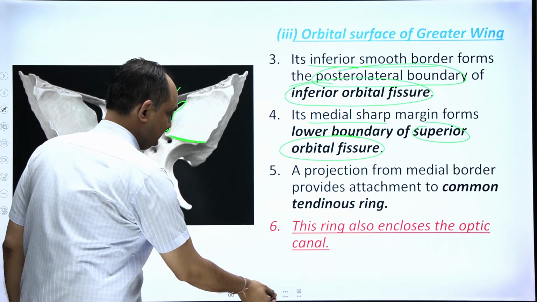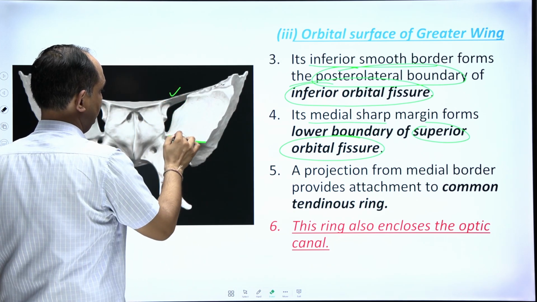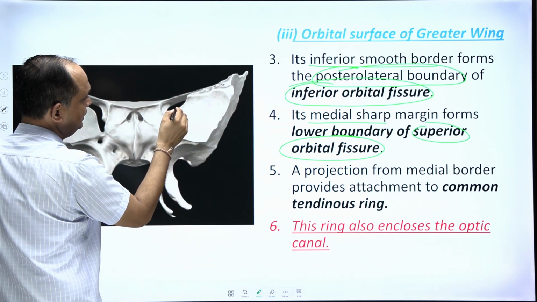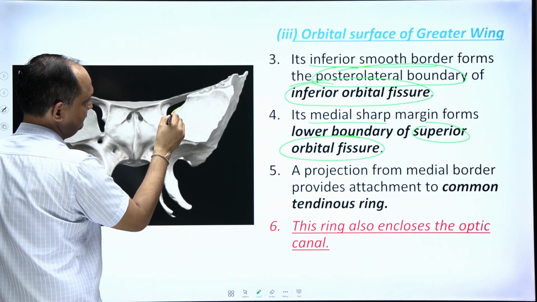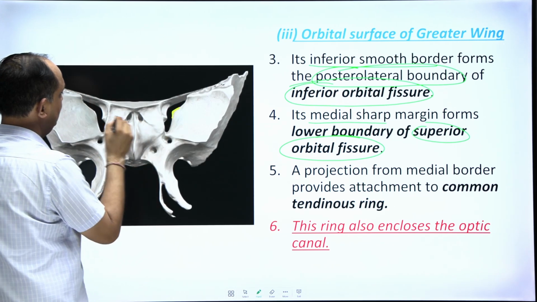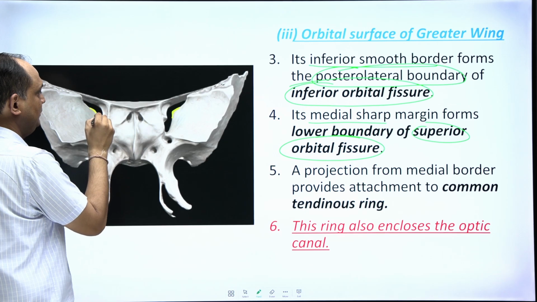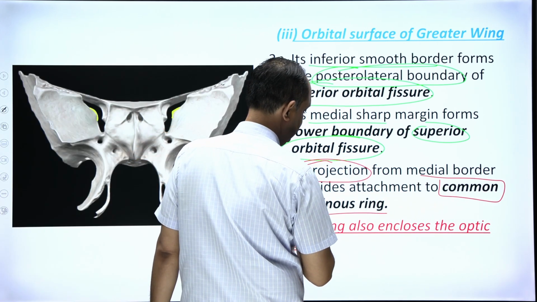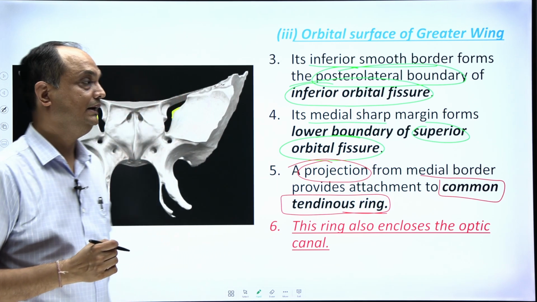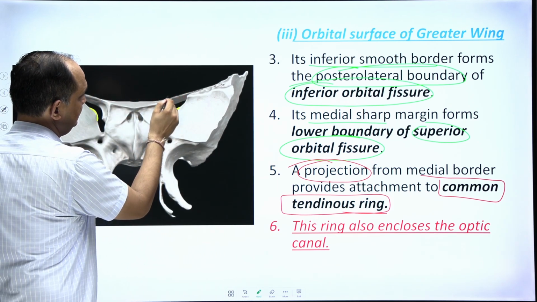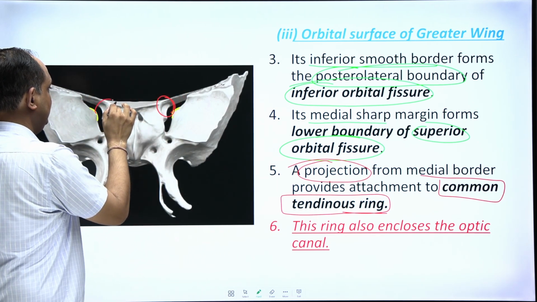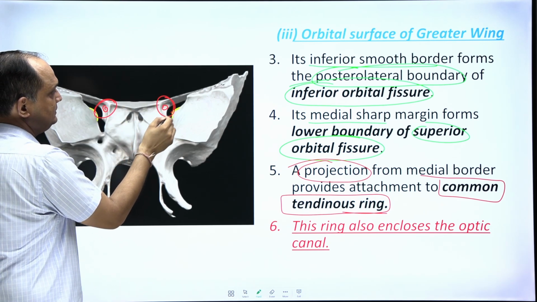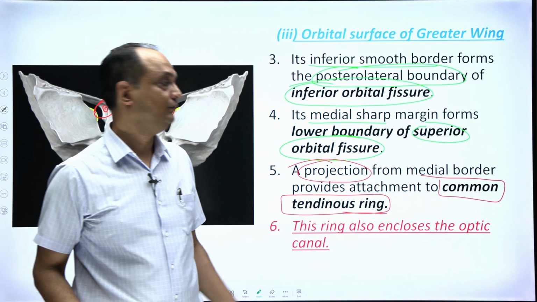Now dear students, when you look at this medial border carefully, you will find a small projection visible on both sides of the medial border. This projection is for the common tendinous ring. Now what is the common tendinous ring? It is attached like this. The common tendinous ring encloses the optic canal, which is present here, and it provides origin to all four recti.